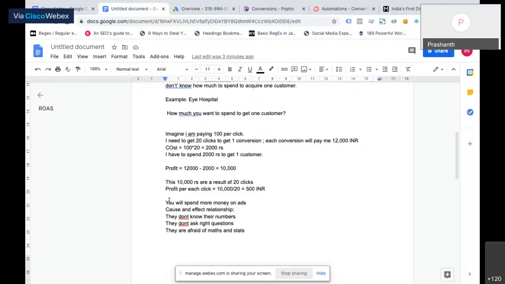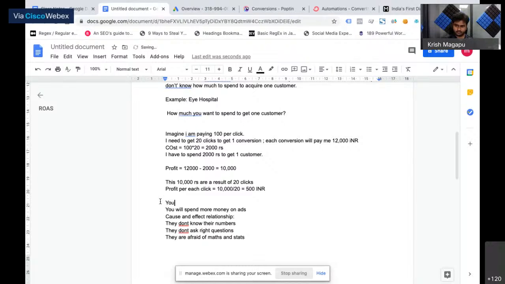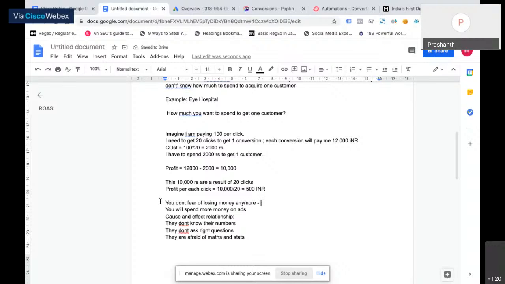One last point I'll say: people who spend more money on ads, why do they spend more money on ads? They don't fear losing money anymore. A lot of people don't spend money on ads because they always have a fear of losing money. The reason they have fear of losing money is because they don't spend more.